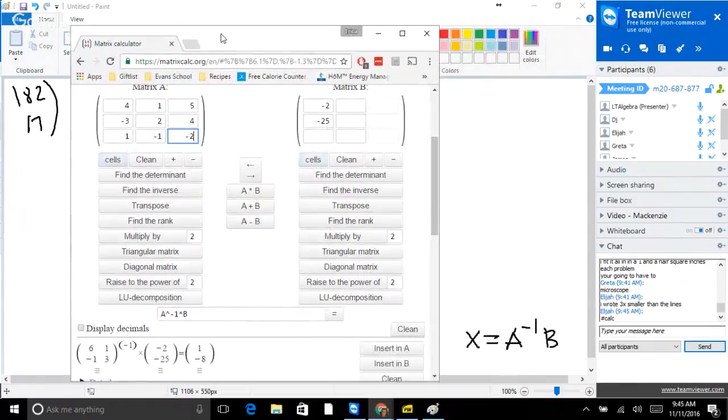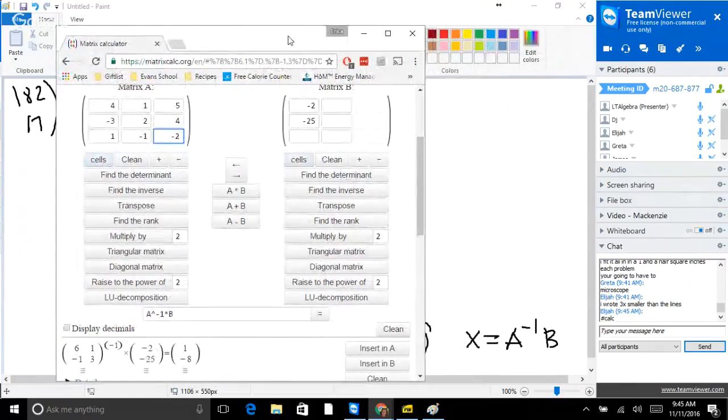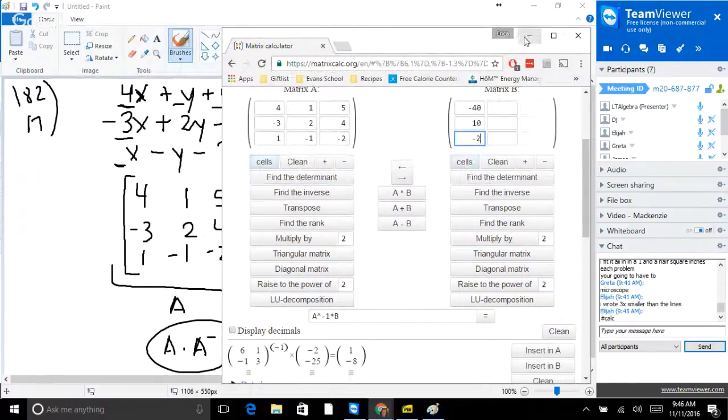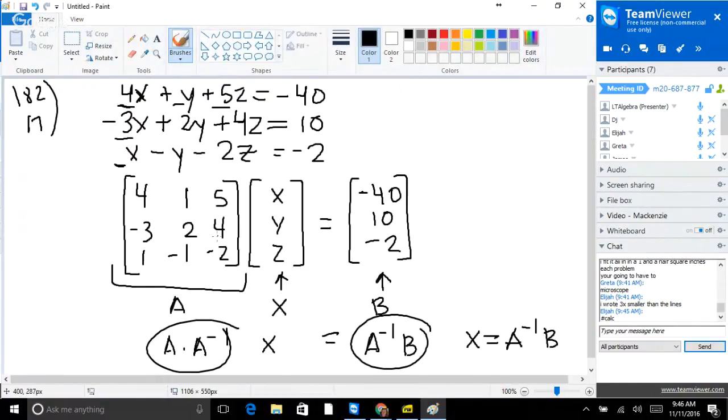There we go. And matrix B is, I'll just look in my book, -40, 10, and -2. Okay. So what I am ultimately trying to do, remember back here, I have my first matrix times my unknowns equals B, and I want to figure out what my unknowns X, Y, and Z are, right? And in order to do that, I'm going to do the inverse of A times B.